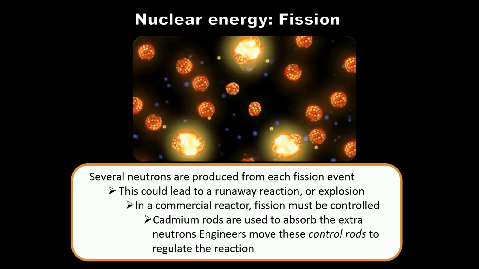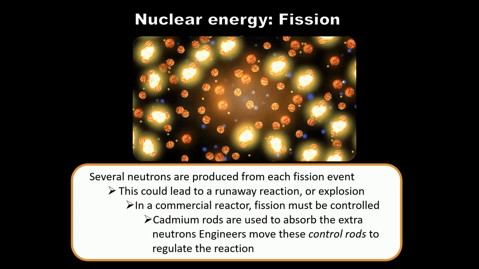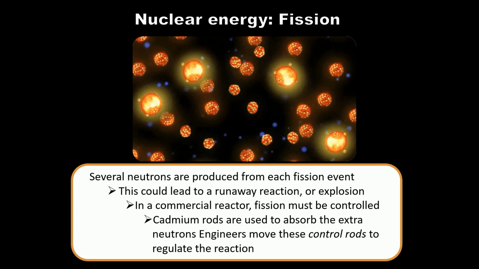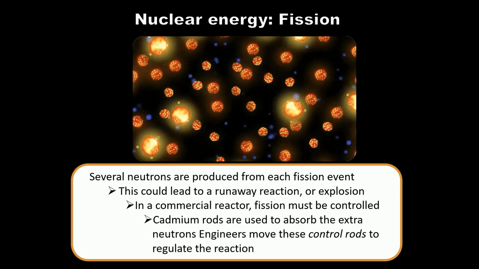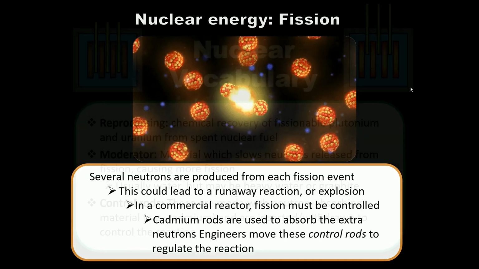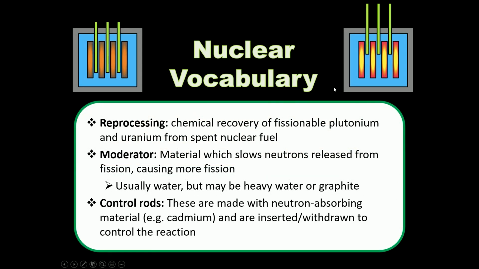So by lacing in these cadmium control rods with the uranium fuel rods, we can speed up the reaction and slow down the reaction. As per usual, I got some vocabulary words from your learning objectives for you guys to write down and memorize.